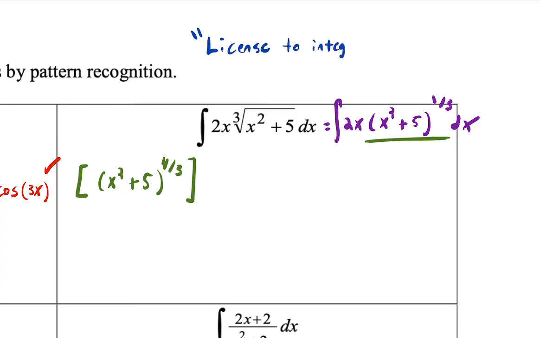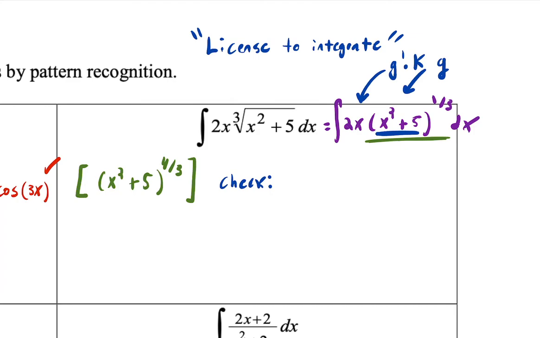What do I mean by license to integrate? All I mean by that is you can see the chain rule happening. If you can identify, oh, that looks like g, and you can identify what looks like g prime, or g prime times some number k, just up or down by some number, that means you don't need the technique we're going to learn today called U substitution. Just to finish this one off, let's check it.